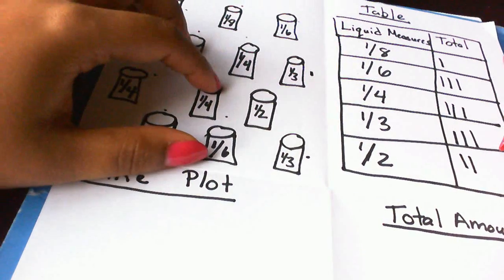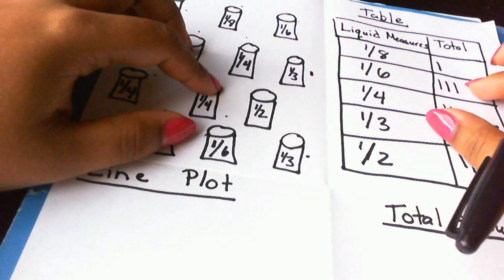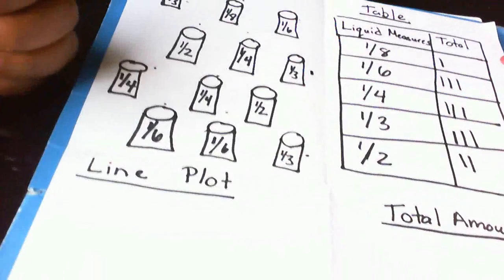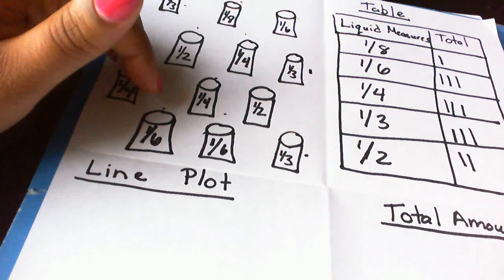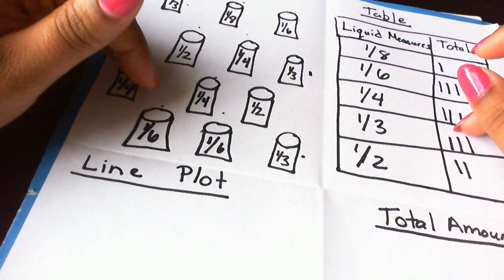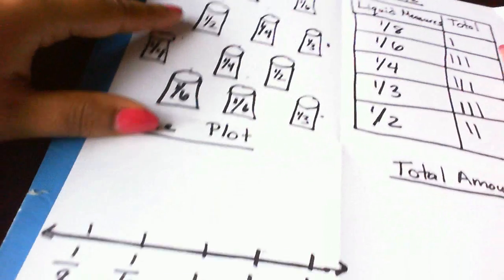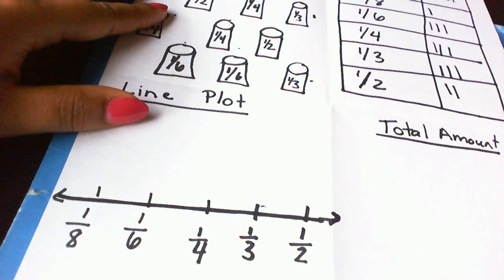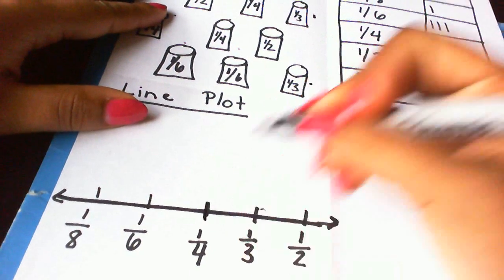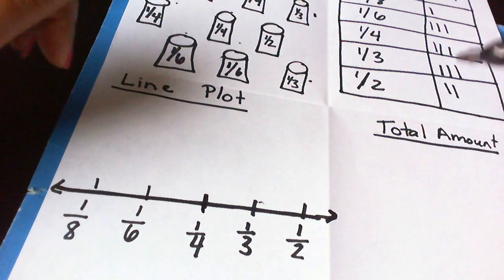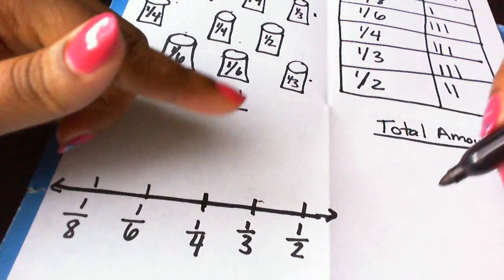And you can use your pictures, or you can use your table to do the line plot. I recommend that you use your picture, just in case you miscounted over here. That will kind of serve as your checks and balance system. So here's our line plot, and it's drawn out from least to greatest.